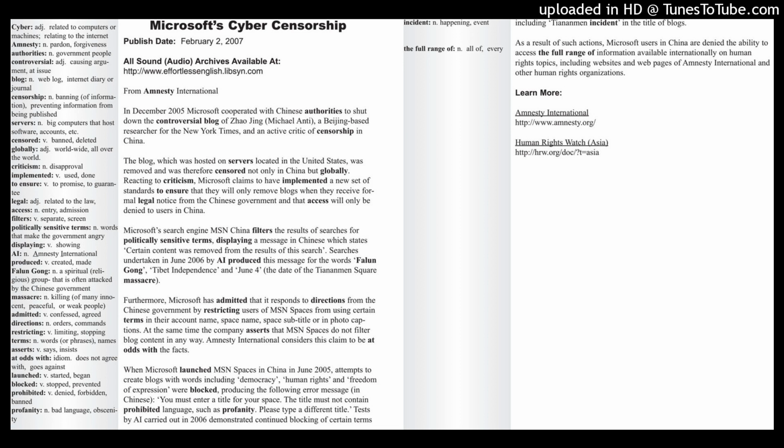Okay, sorry about that. Now, next page, the second page, we have the word incident. Incident means a happening or an event or an experience. So, for example, we see the phrase Tiananmen incident. This phrase cannot be used in Microsoft blogs in China. All right, and finally we see the full range of. Microsoft users in China are denied the full range of information available to the rest of the world. Full range of means all of, everything, including everything. So the full range of means including everything.